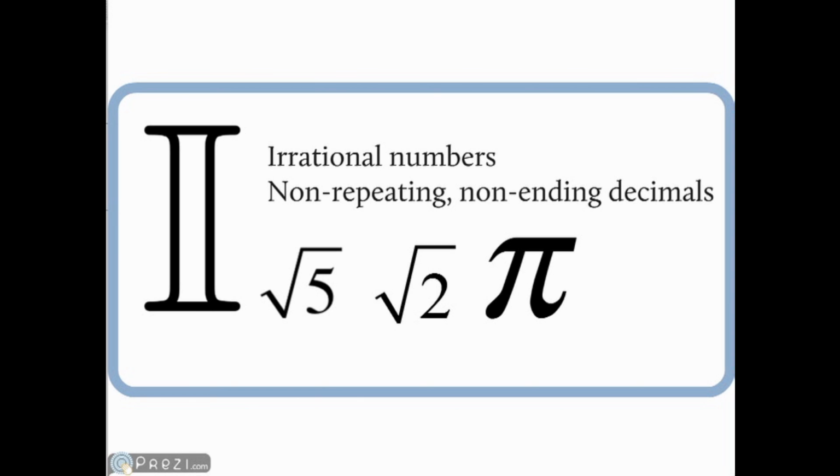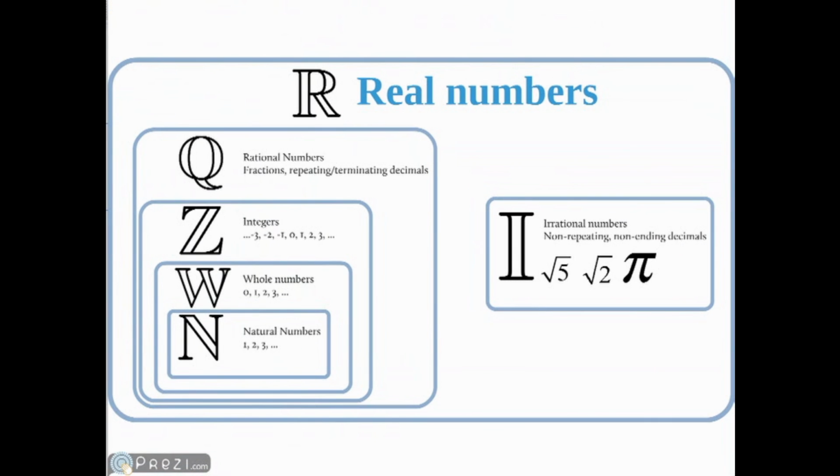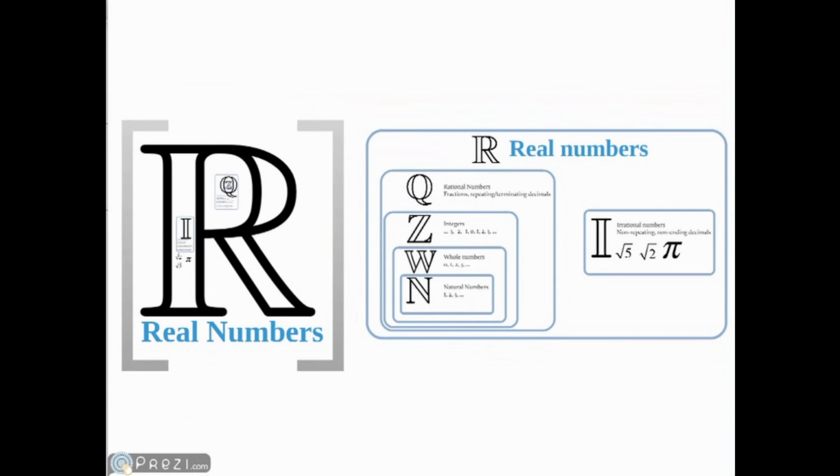The irrational numbers, as we said, have non-repeating and non-ending decimals, and there is no connection between the irrational numbers and the rational numbers. A number is either one or the other. And all of these numbers form the set of real numbers. So, if it's a natural number, it's a real number. If it's a rational number, it's also a real number. And if it's an irrational number, it's also a real number.